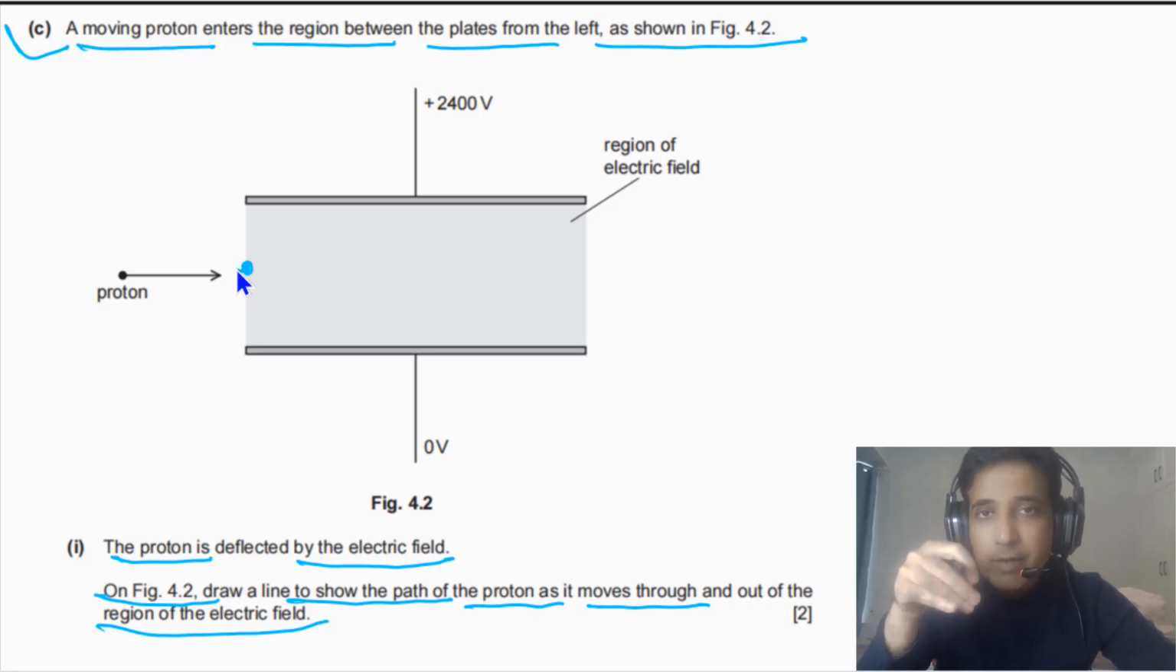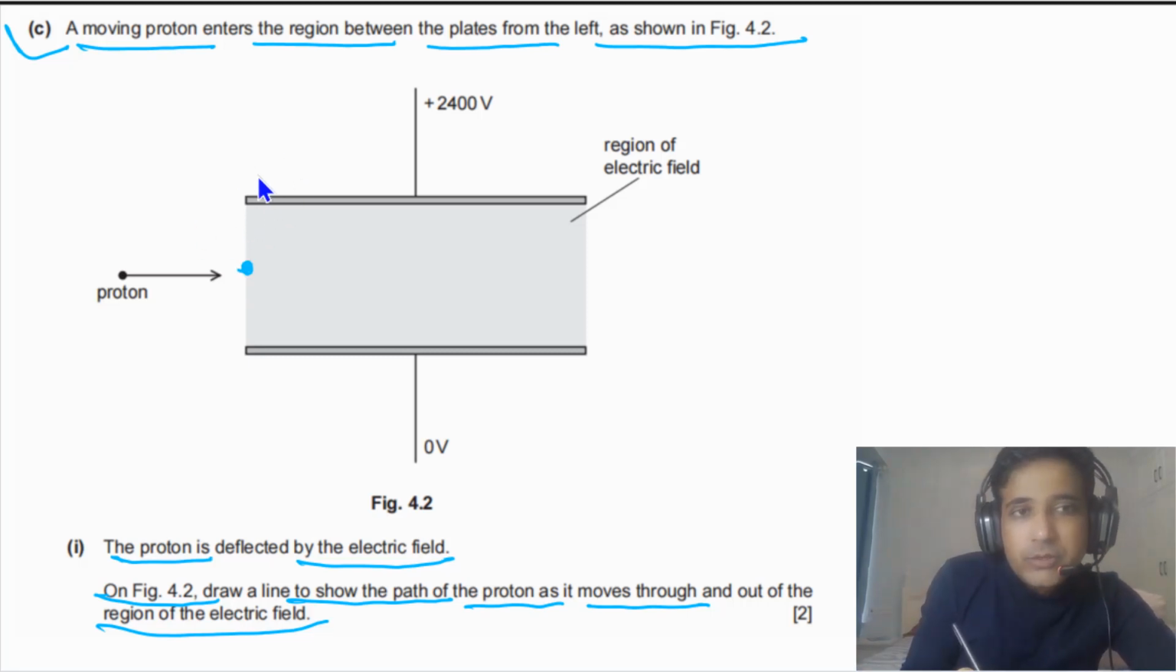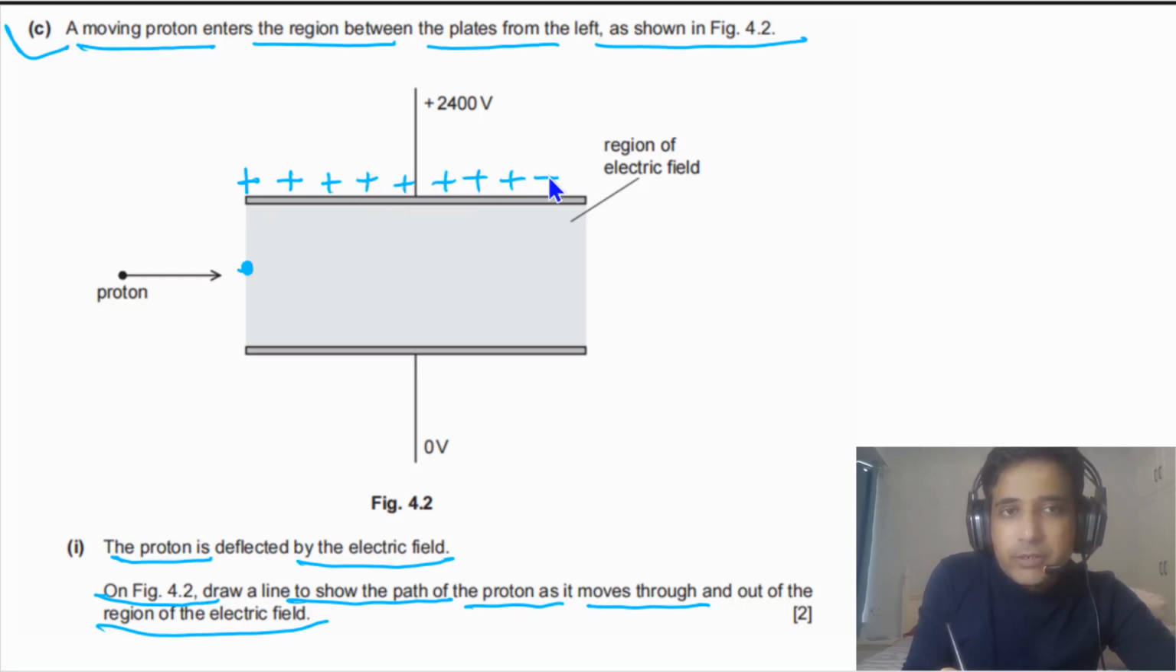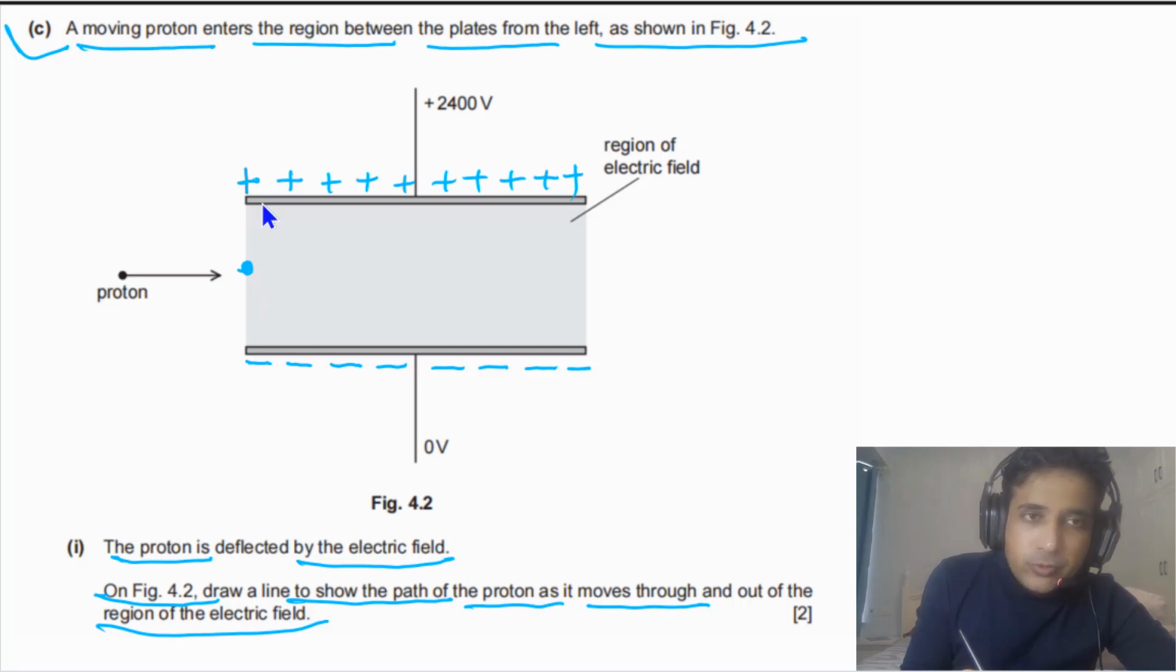Now it is given that the upper plate is more positive, so we can mark it with positive signs. This plate is more positive and this plate is less positive, so for simplicity we can treat the less positive plate as a negative plate, relatively negative compared with this one. There will be a repulsive force on the proton due to the positive charges on the upper plate, so that force will be down. Also there will be an attractive force due to the negative plate, so that force is also down. So the resultant electric force will be in the downward direction.